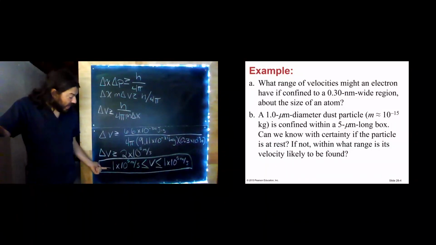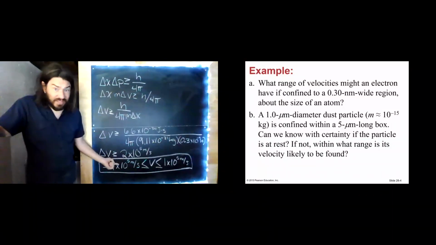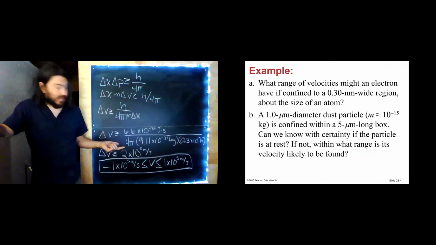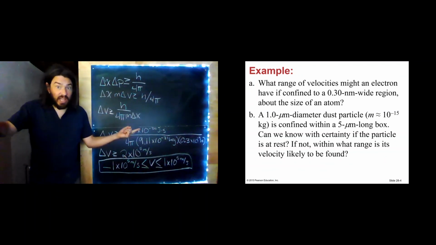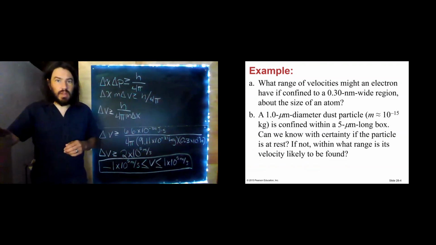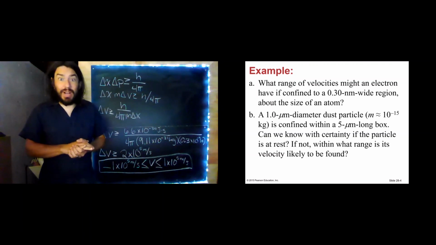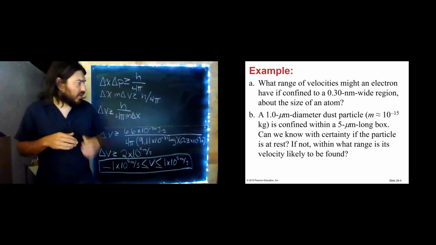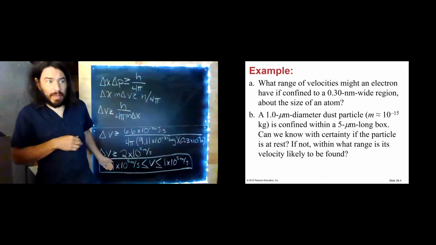And notice that 10 to the 5th is a very large velocity. So we really have no clue about this electron. It could be going really fast that way, could be going really fast that way, could be stopped. We just really don't know. So an electron, of course, has an impossibly small mass, and we're confining it to a 0.3 nanometer region. So this is an impossibly small region of space and a particle with an impossibly small mass.